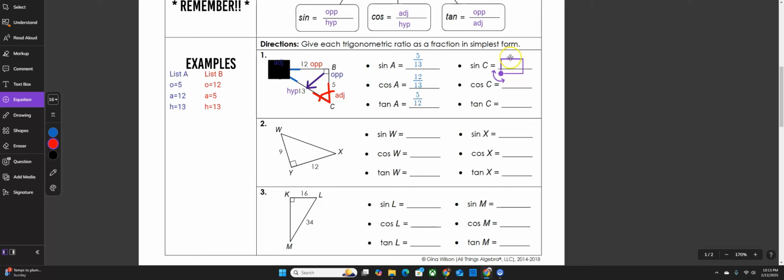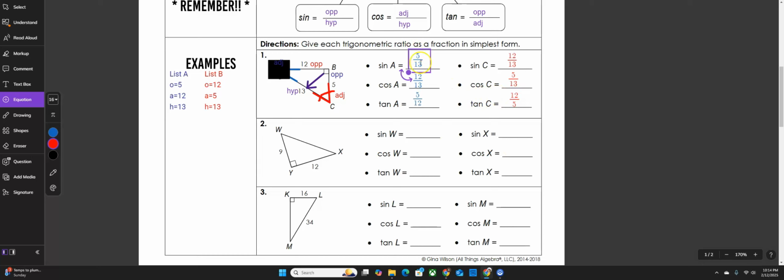All right, we have sine of angle C. Sine is opposite over hypotenuse. Our opposite side is 12, and our hypotenuse is 13. Cosine of C. Cosine is adjacent over hypotenuse, so we get 5 over 13. And tangent is opposite over adjacent. So our O is 12 and our A is 5.